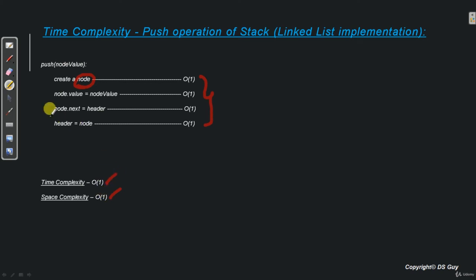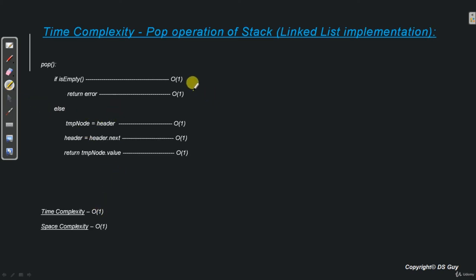Similarly, if we see the pop operation, here also we have some statements and all of them have constant time complexities. So the total of them is order of 1. Space complexity again is order of 1 because we are just creating one temporary node here, nothing more than that. So that will take order of 1 space. Fine. So that was all about push, pop and create operations of a stack using linked list.